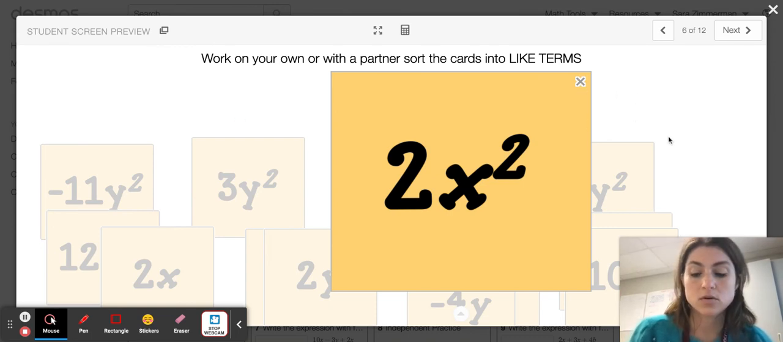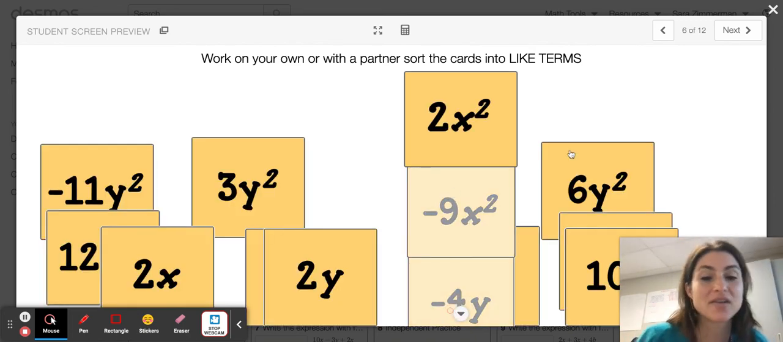Oh, it popped up and won't go back down. Oh, my screen's frozen. Cool. All right, well, I'm going to stop the video there. Oh, there it came back.